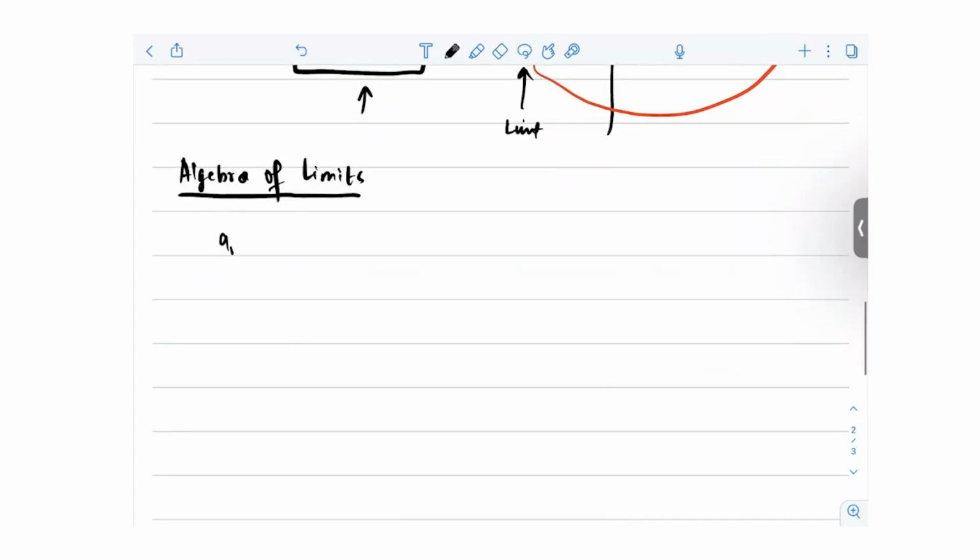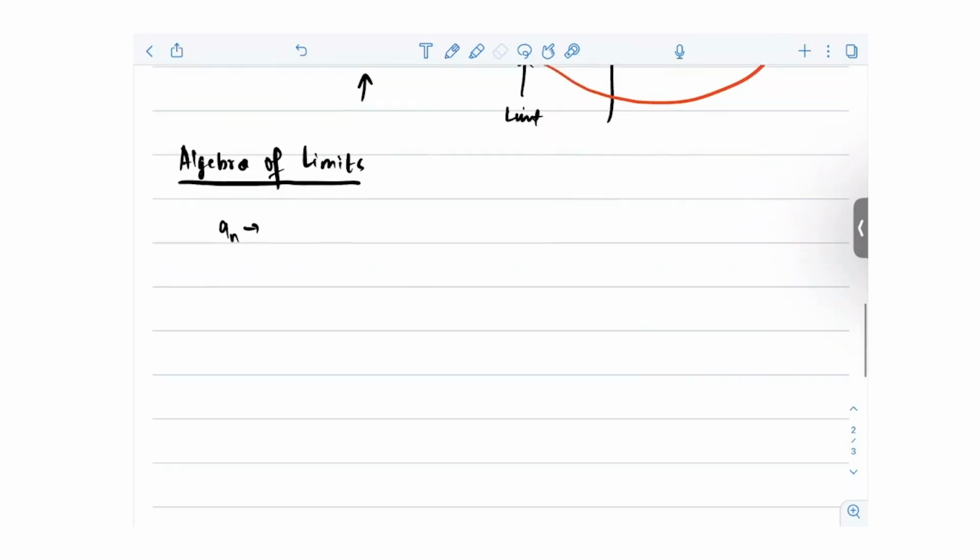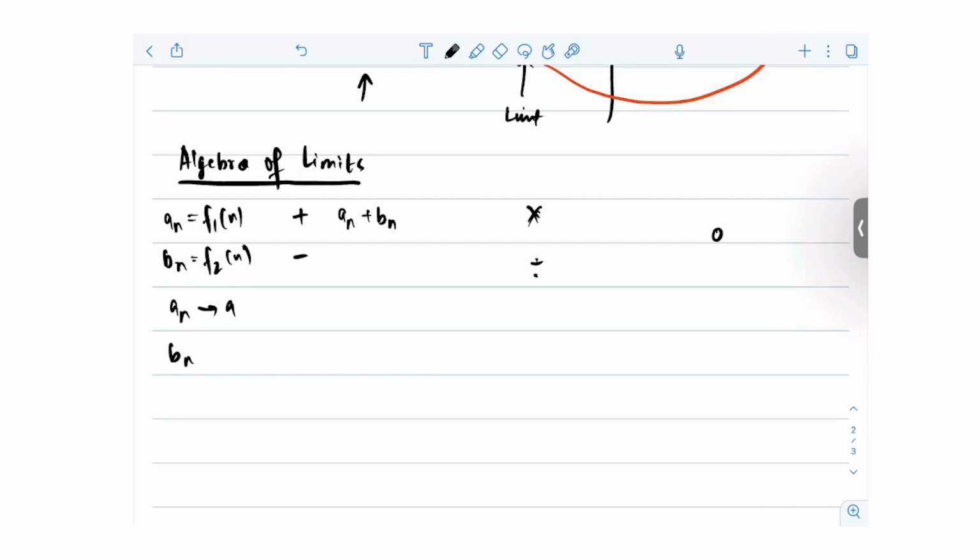You can assume that a_n is equal to f1 of n, and b_n is equal to f2 of n. We're assuming this for plus, minus, multiplication, division, and composition. So five things, starting with a_n plus b_n. We are assuming that a_n goes to a and b_n goes to b. So the new function defined by a_n plus b_n, that is f1(n) plus f2(n), that is the f1 plus f2 function, goes to a plus b.